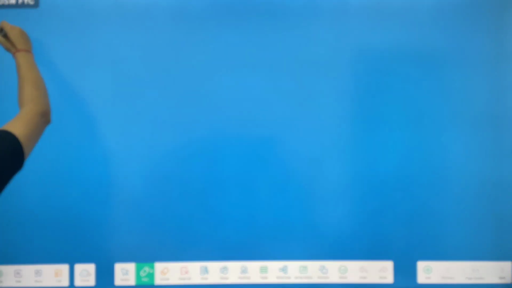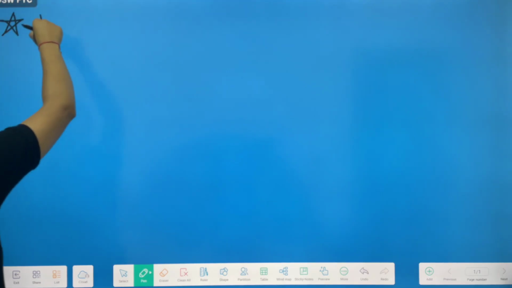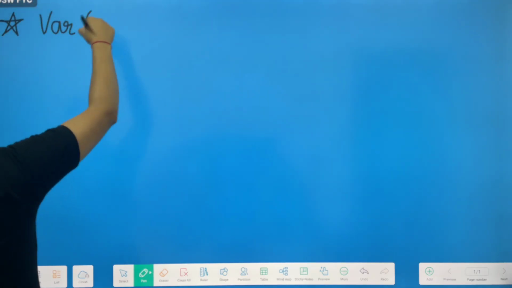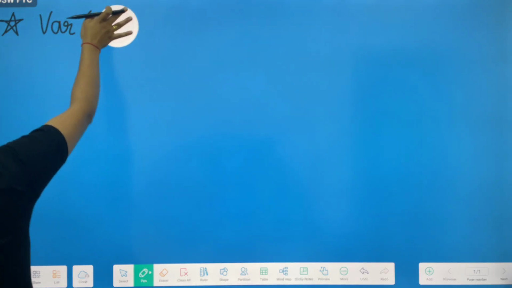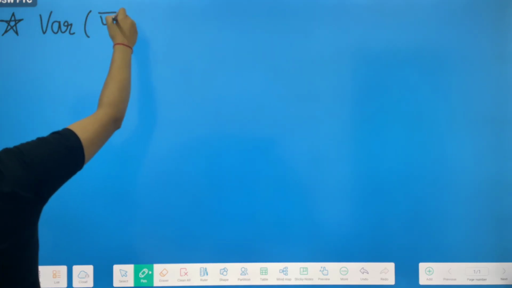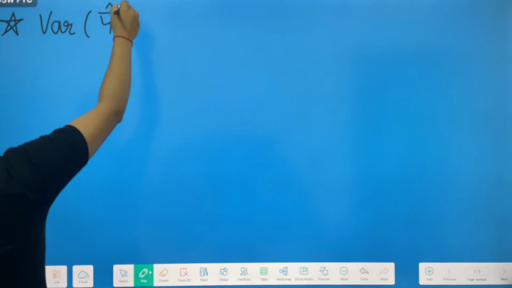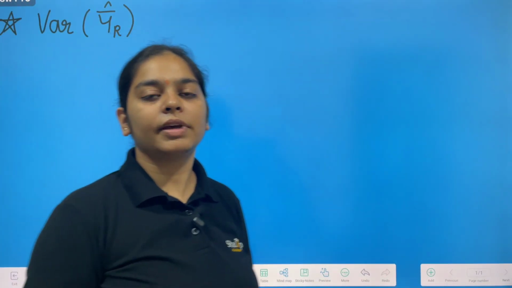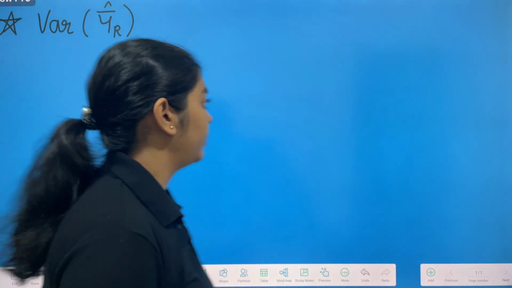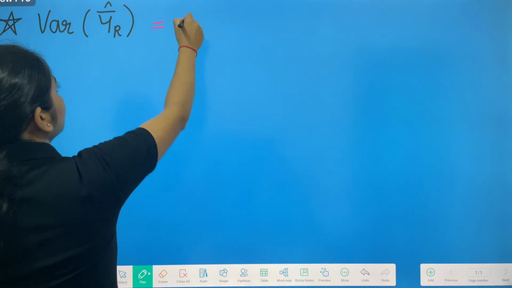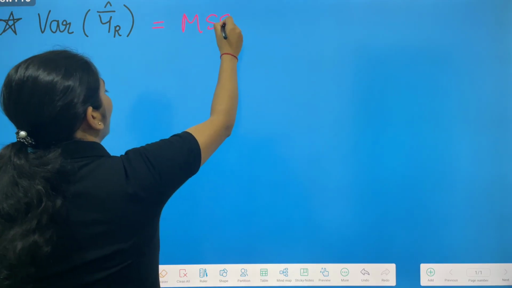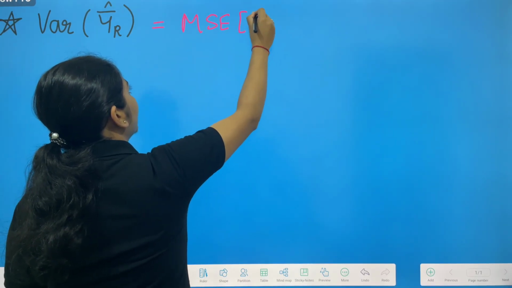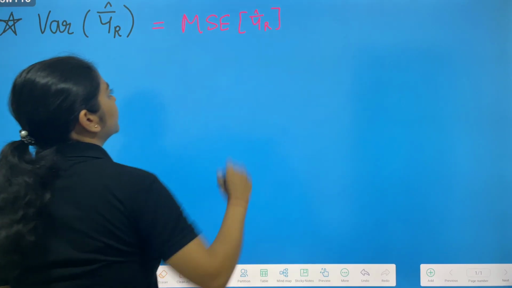In the last lecture we discussed the ratio estimator. What was the variance of the ratio estimator? The ratio estimator is represented as y bar cap r. Now, since it is a biased estimator, its variance can also be written as mean sum of square of error, so this can also be written as MSE of y bar cap r.